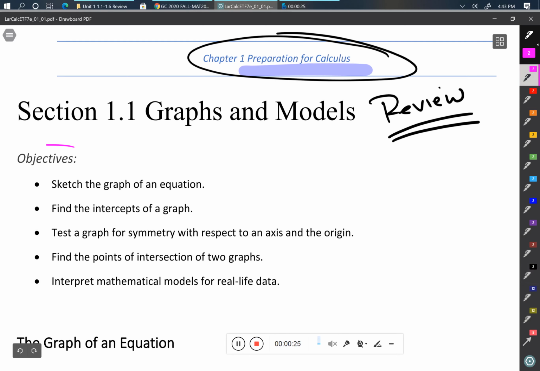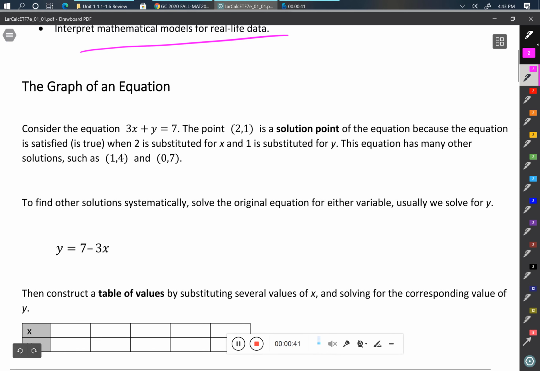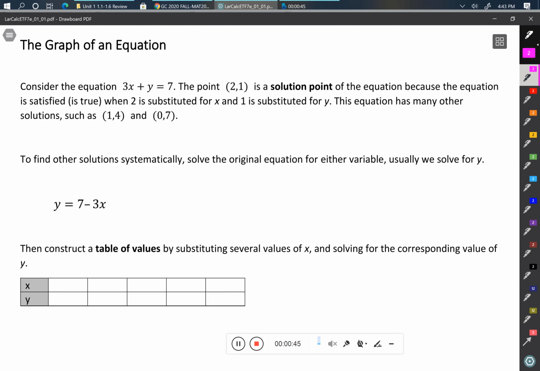All right. The objectives for Section 6.1 are going to be: sketch a graph, find intercepts, symmetries, intersections, and interpret mathematical models for real-life data. Okay? All right, we're going to start out with the graph of an equation. Consider the equation 3x plus y equals 7. The point (2, 1) is a solution point.